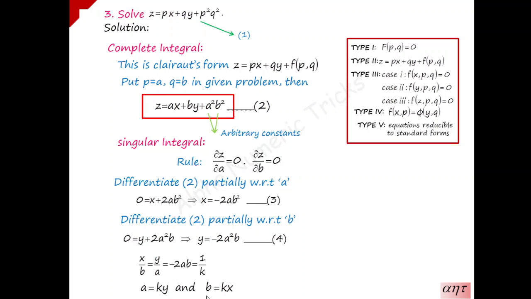Compare this a and b, that is, look at these a and b values. Here, in the previous problem, the a and b values were readily known to us, and substituting them in the complete integral and simplifying, we got the singular integral. But here a and b are not known directly, they are in terms of another constant k, so we have to find this k before substituting in the complete integral. Now we will see how to get the value of this k.